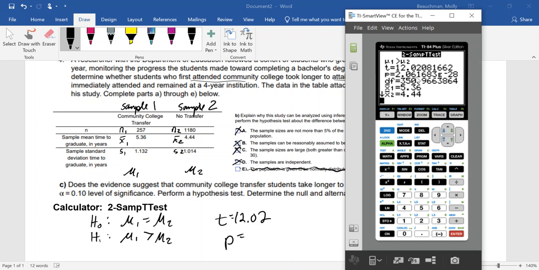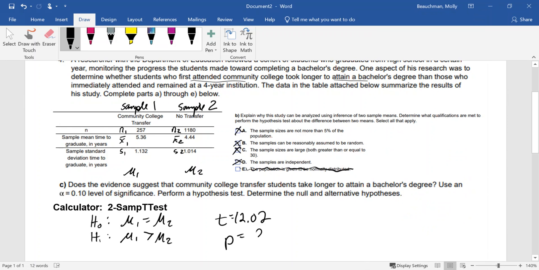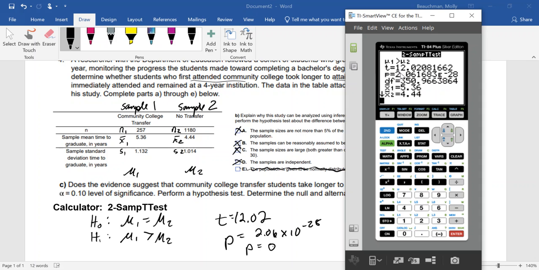Okay, our p-value is 2.06 times 10 to the negative 28. So that's given in scientific notation. That means we're going to move the decimal back 28 times. So rounded to 4 places, the p-value is basically 0. So be careful on your calculator when it gives you a p-value that has to be a probability. Check and see if it's in scientific notation.